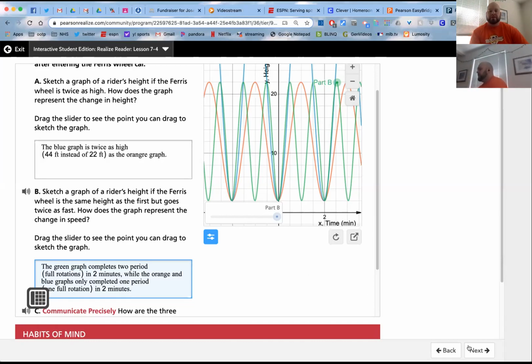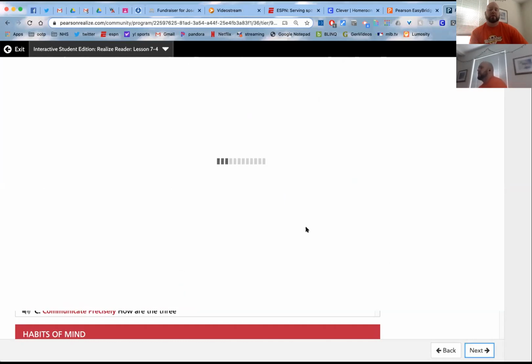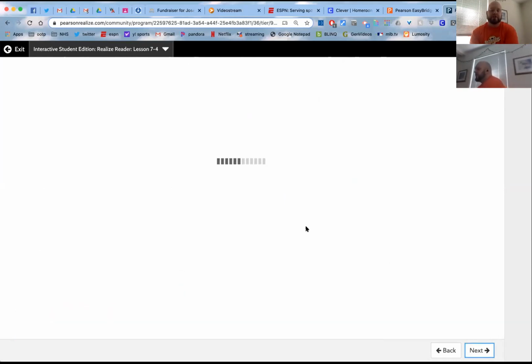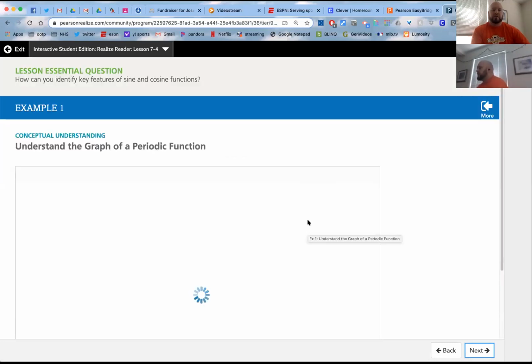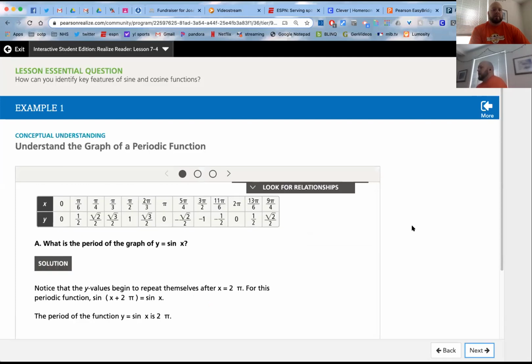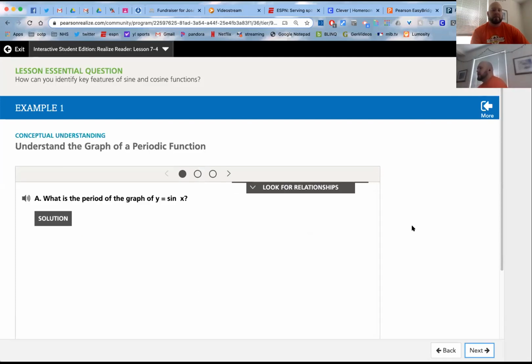We're going to jump now to example 1. And I'm going to stay on this graph. I'm not going to be writing on my screen yet just because there's an illustration that I want you guys to see before I start writing on the graph. Example 1 is about just understanding the graph of a periodic function.